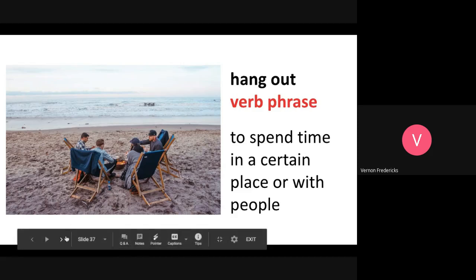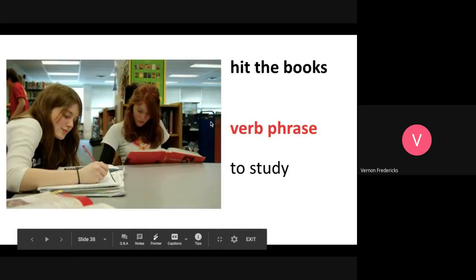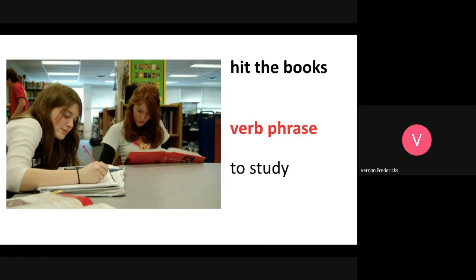The next verb phrase is hit the books. Hit the books basically means to study. Hit the books basically means studying. That's it. It's not a strange word or a strange meaning. It basically means studying. Example in a sentence: I hit the books every day, which means I study every day. I hit the books every second day, which means I study every second day.